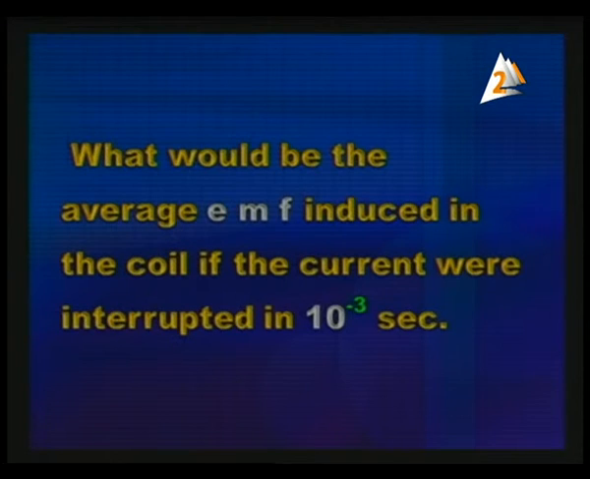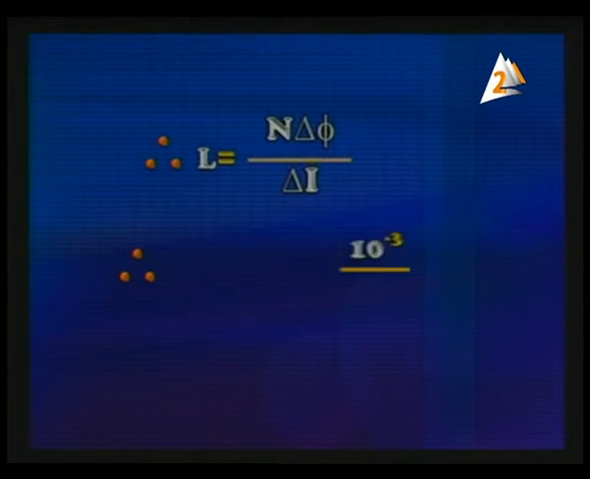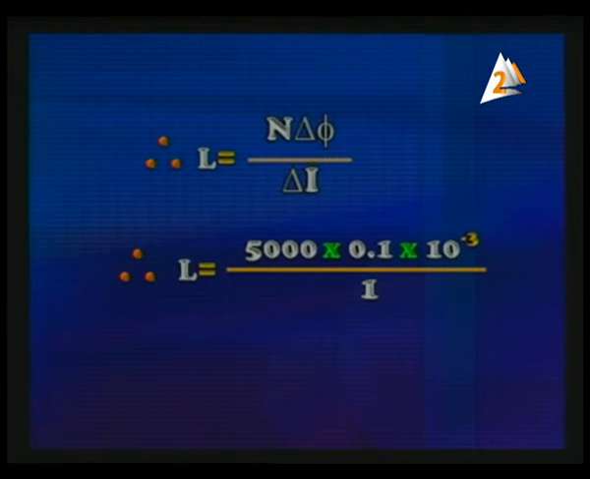Also, what would be the average EMF induced in the coil if the current were interrupted in 10 to the power of -3 seconds? EMF induced is equal to negative N delta phi magnetic over delta T. It is equal to negative L delta I over delta T. So we can say inductance is equal to N delta phi magnetic over delta I. So the inductance is equal to 5,000 times 0.1 times 10 to the power of -3 over 1. It is 0.5 Henry.